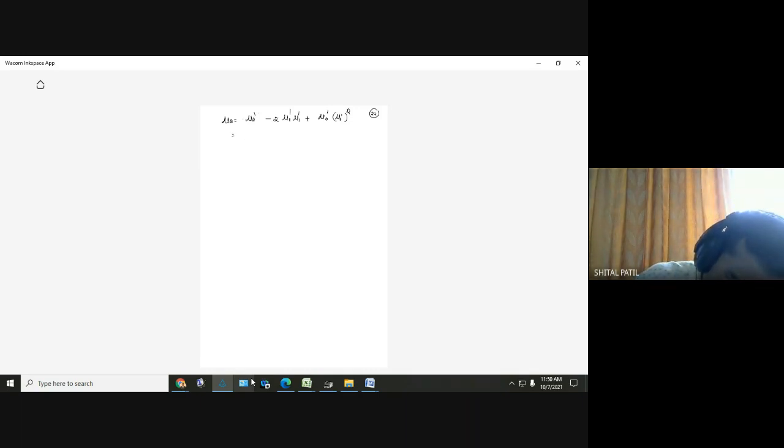Okay, now simplify this. Mu2 dash minus 2 mu1 dash square plus mu1 dash square. The last two terms usually are the same, but the coefficients are different.